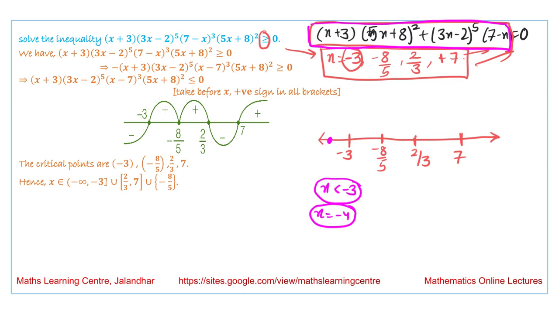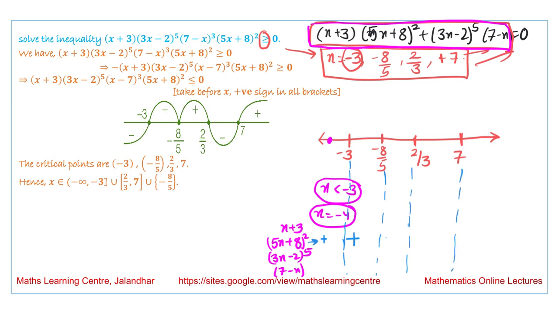Then we are talking about these terms: x + 3, then (5x + 8) whole square, then (3x - 2) raised to the power 5, and then 7 - x. One thing is clear: whatever value of x you substitute, the squared term will be positive. These are the regions in which we want to solve this inequality. This is square over here, so this is always positive.